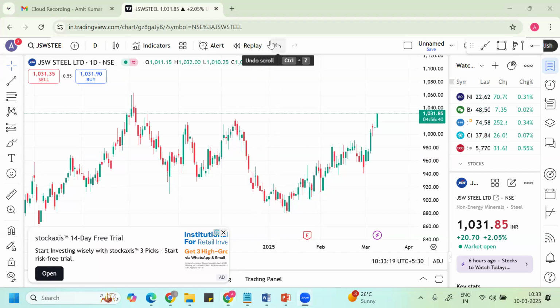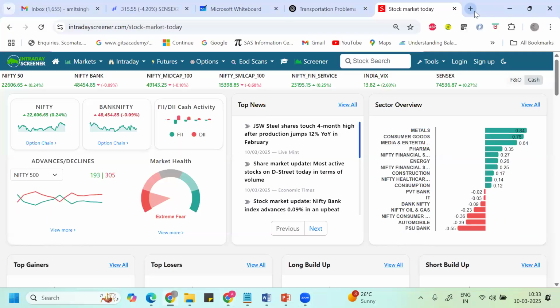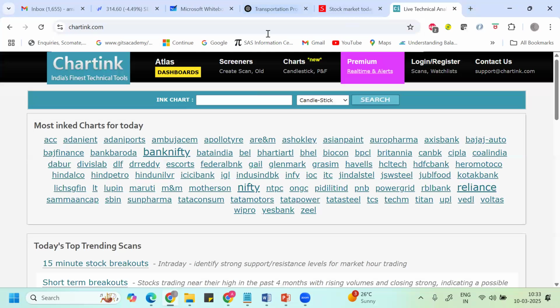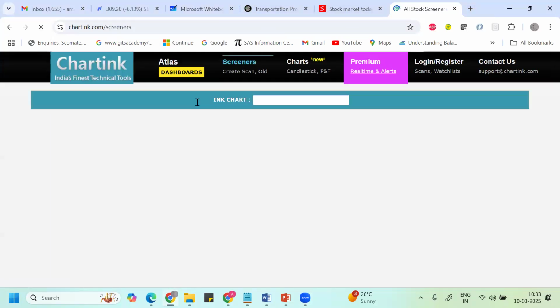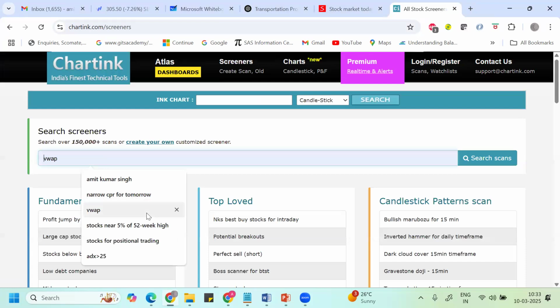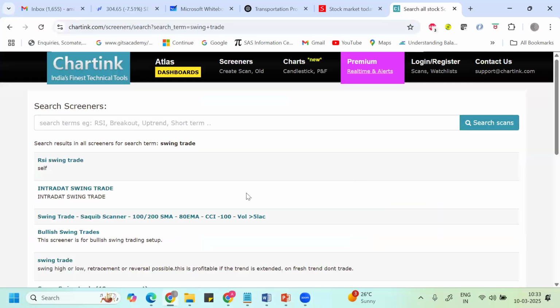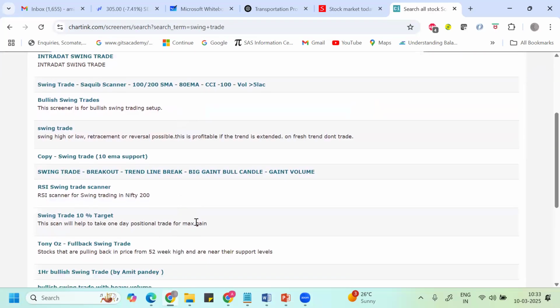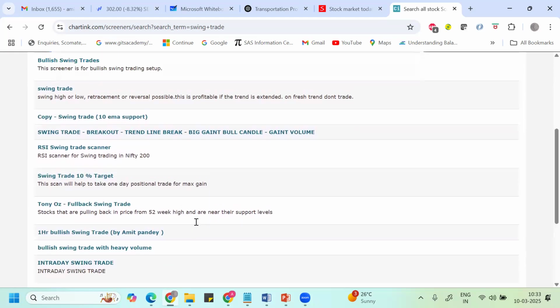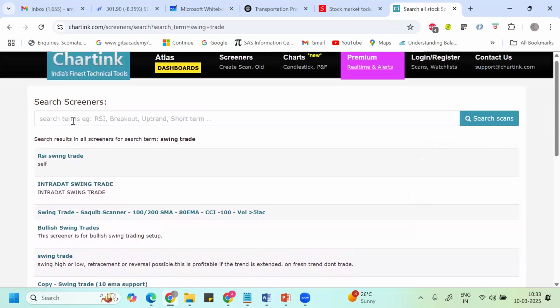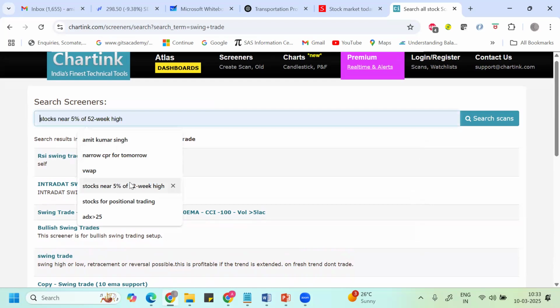Either you follow the news, or you can go to the website called charting. When you go to this website, go to the screener, and just search for swing trading. I have created a screener for swing trading. If you want, I'll give you the link. It's called swing trading by Amit Kumar Singh.